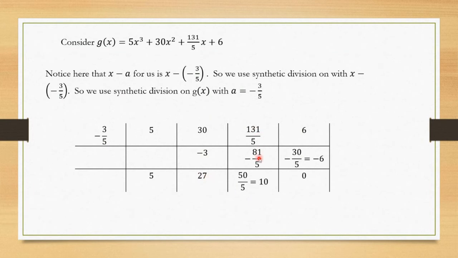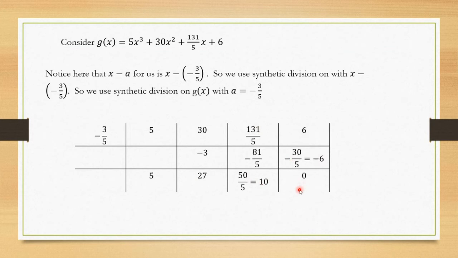We add, as you can see. When you add or subtract fractions, remember, the denominator stays the same. So in this case, we have 131 over 5 minus 81 over 5. That's actually 50 over 5, which is just 10. And then we multiply again. We get negative 30 over 5, which is negative 6. 6 plus negative 6 is 0.